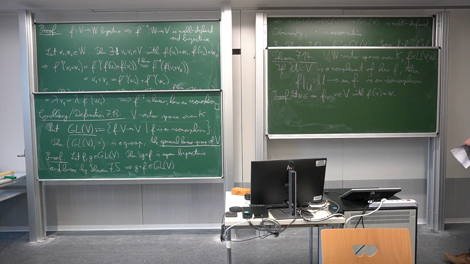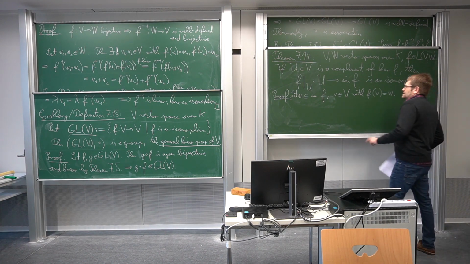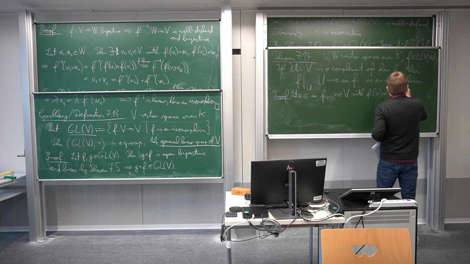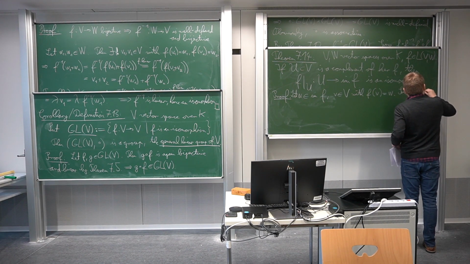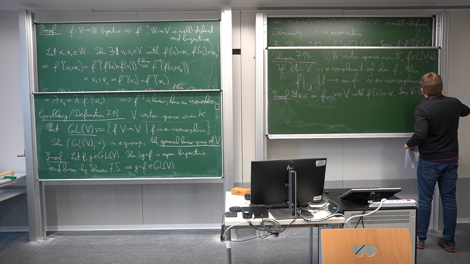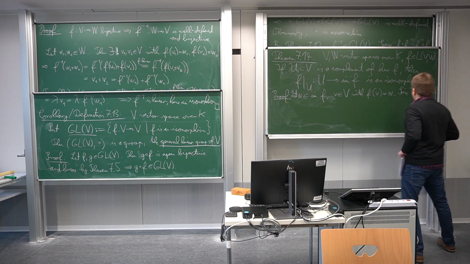So, what do we know? This is only an F, but we know since U is a complement of the kernel, this means V is the direct sum of U and the kernel of F. This is the definition of a complement.